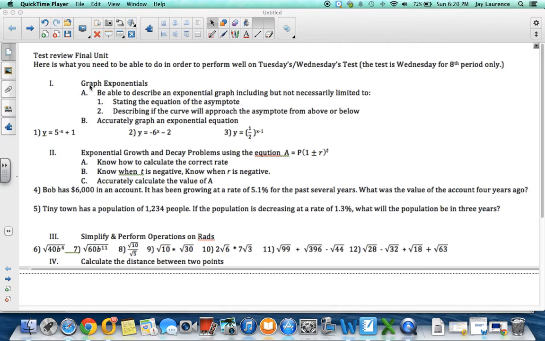The first part is to graph exponentials, being sure that you know how to describe the exponential graph, including, but not necessarily limited to, stating the equation of the asymptote. Remember, it's going to be y equals. Some of you are writing just asymptote equals. That's not acceptable. The linear equation is y equals, not x equals. Describe if the curve will approach the asymptote from above or below, and of course, accurately graph the exponential equation.